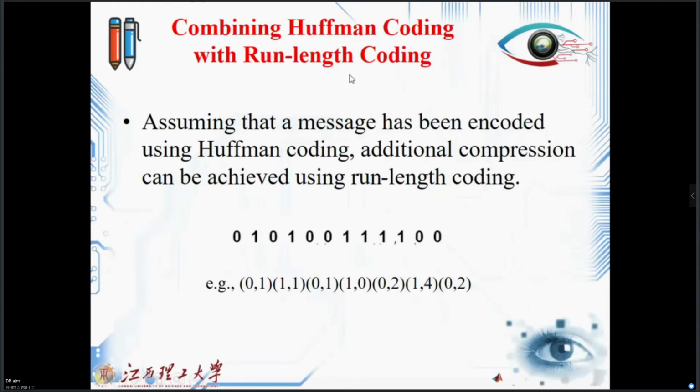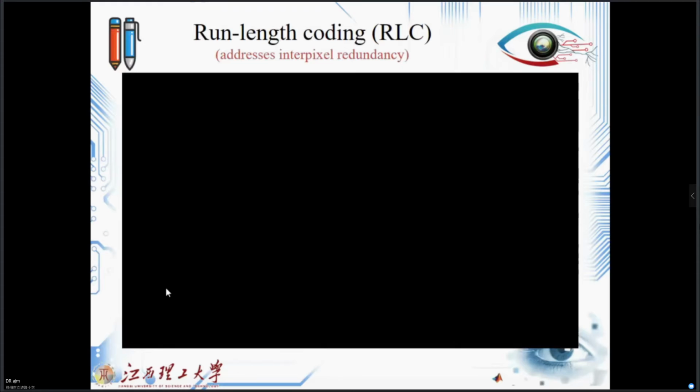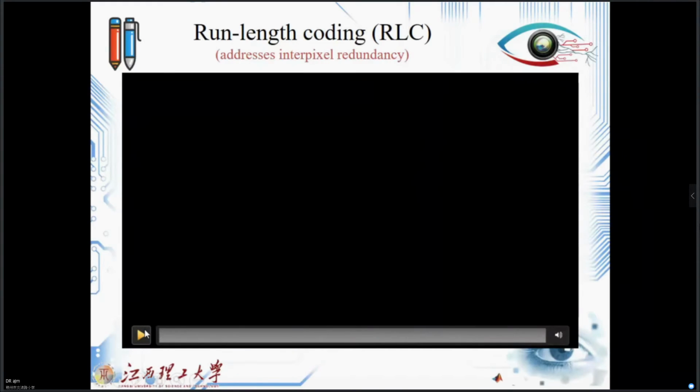But before that, let us see one more method that people use. They combine Huffman coding with run length coding, assuming that the message has been encoded using Huffman coding. Additional compression also we can have. It means that remember that some methods like this, which are a mixture of two or three, also can be achieved with this type of data. Let us see what RLC is in these clips, and then, yes, we have bit plane also. Two more methods we have for today that we should review.